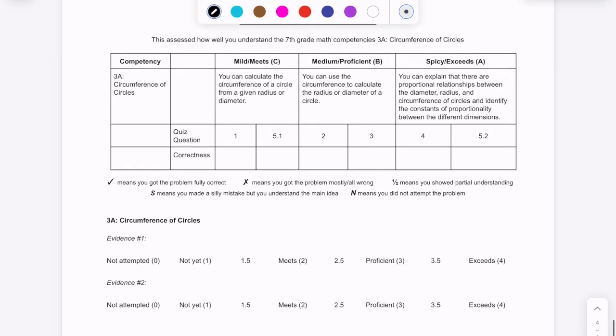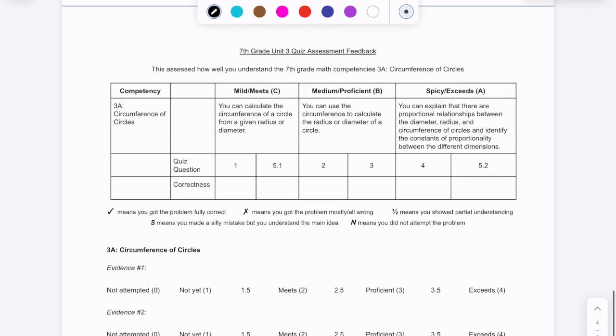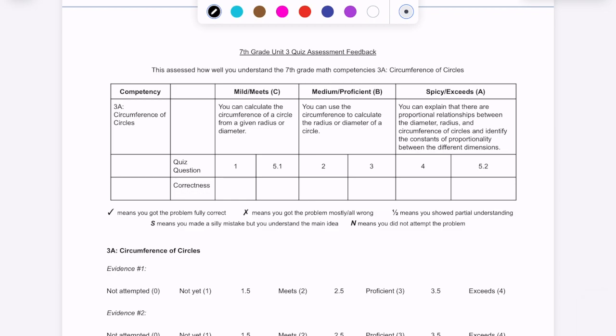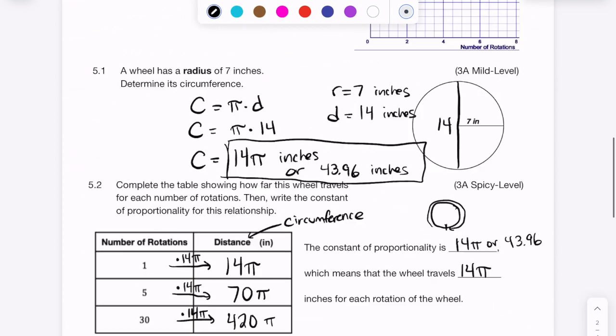Awesome. And then on the last page, that's just how I'm going to grade you and how each question corresponds with the different competency and level of difficulty for the skill. Cool. All right, good luck, everyone.